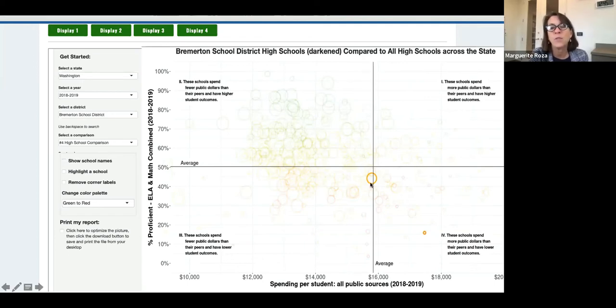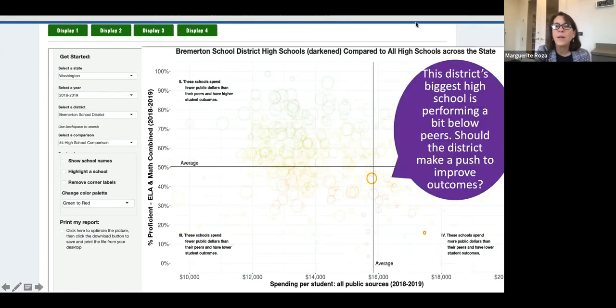Anytime I see a high school with some of this lower performance, that's what worries me. But it allows a district to do that both on the spending. The money is there, right? This is a school that has more money in it than many of its peers. You can see in the background its peer high schools that have higher performance. And okay, so on that one, I think we can say that the biggest high school is performing a bit below. Should the district make a push to improve outcomes?